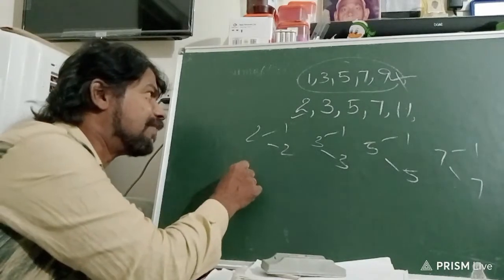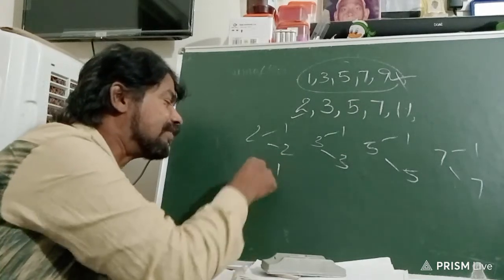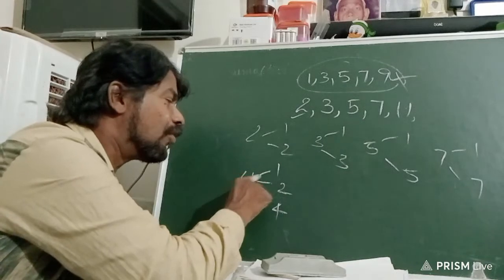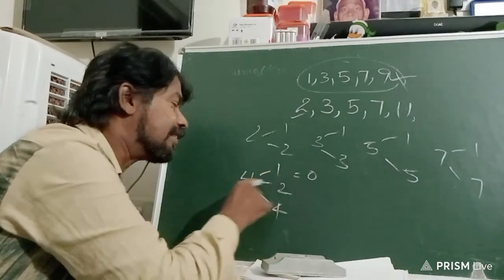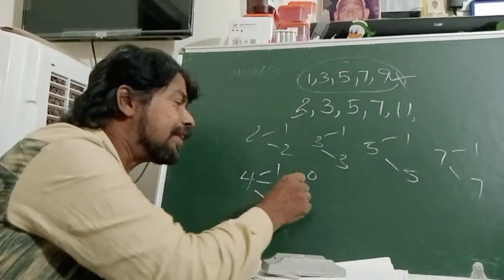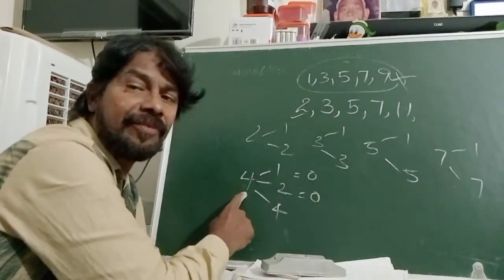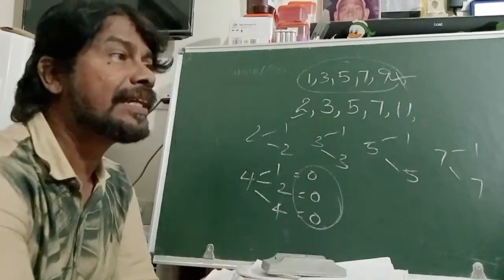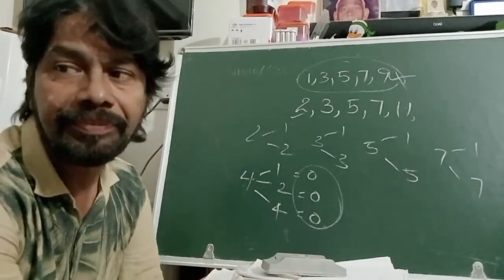Suppose you take the case of 4, it has factors 1, 2, 4. If you divide 4 by 1, we get a remainder 0. We divide 4 by 2, we get a remainder 0. We divide 4 by 4, we get a remainder 0. If the remainder is 0, then that number is a factor of the given number.